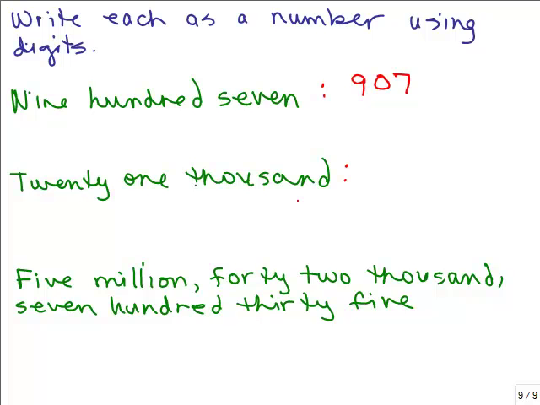Next one, 21,000. All right, we've got something in the thousands place, so we write 21. And then we have to say how many in the next grouping, and there's nothing. So what do you have to do? Put in 3 zeros.